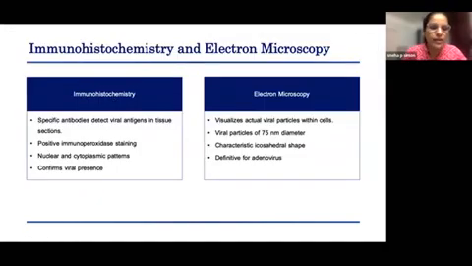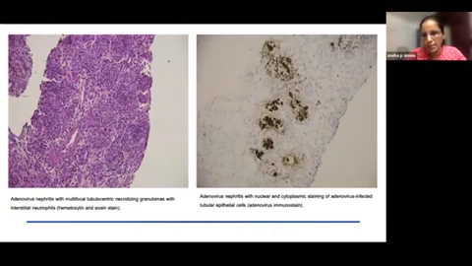In immunohistochemistry, by using specific antibodies, we can detect viral antigens in tissue sections, which will give positive immunoperoxidase staining that will show nuclear and cytoplasmic patterns that confirm the viral presence. This is the immunohistochemical stain, which shows the nuclear and cytoplasmic staining of adenovirus-infected tubular epithelial cells.